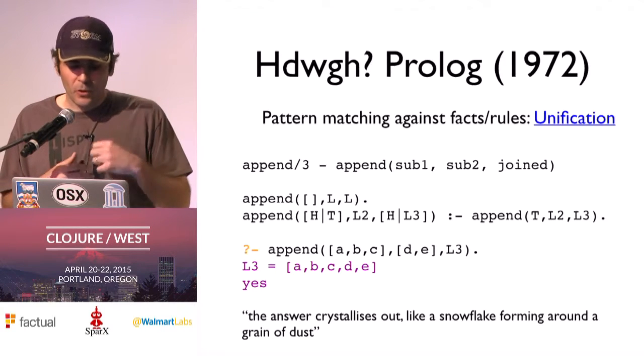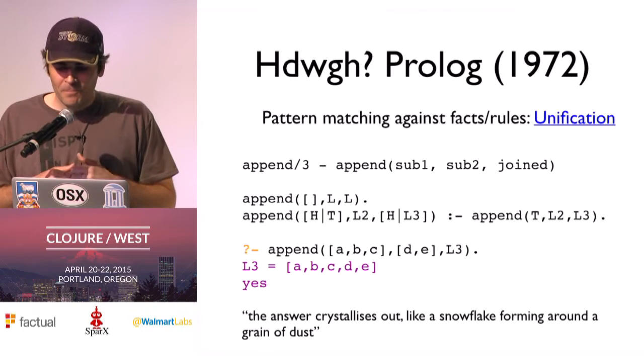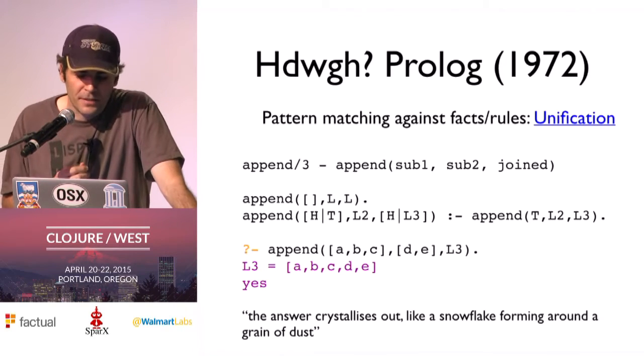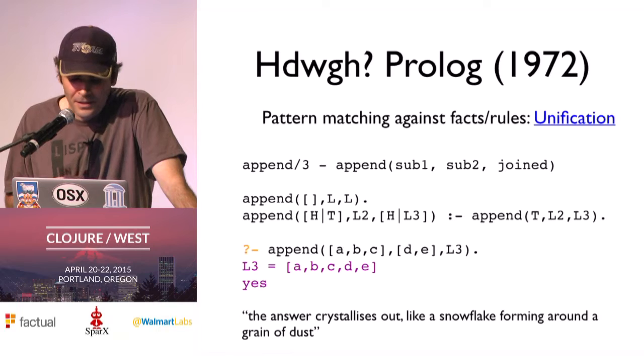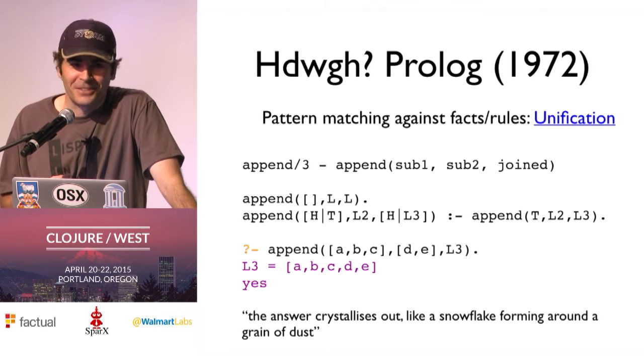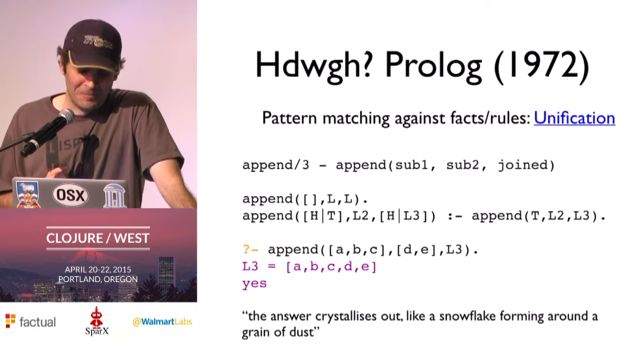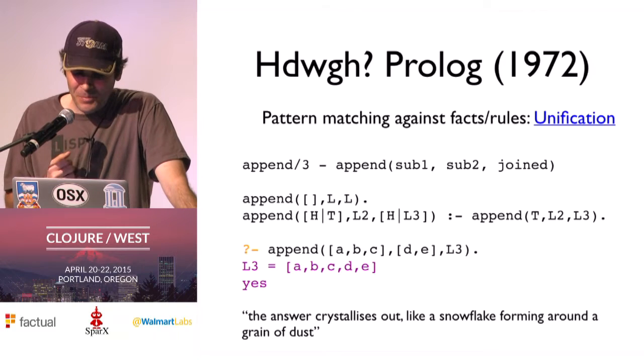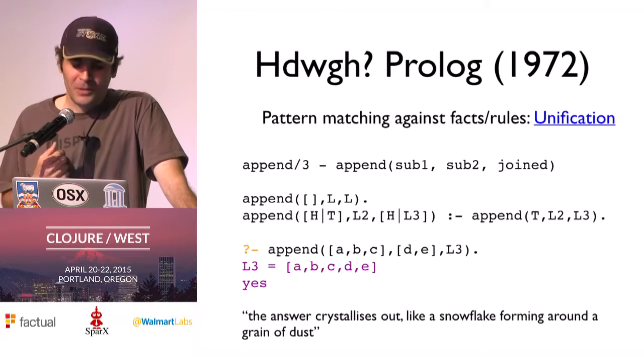And the book that I pulled this example out of doesn't even know how to talk about unification. It says the answer crystallizes out like a snowflake forming around a grain of dust. That's awesome. That is awesome. Poetic and not how we all want to program, I think.